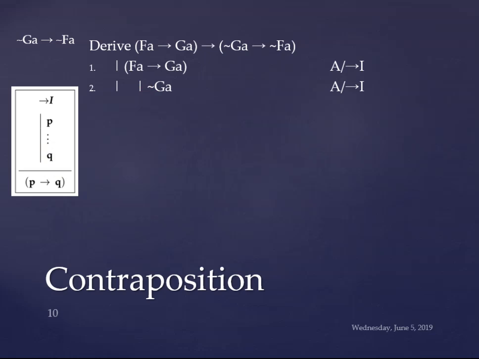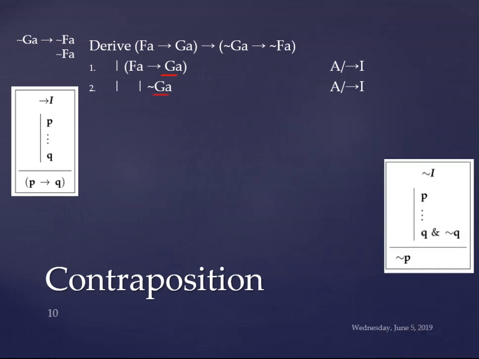Now, how am I going to do that? Well, let's see here. Yes, not FA. I already see some elements of a contradiction in my assumptions. I got a GA right here, and I got a not GA right there.